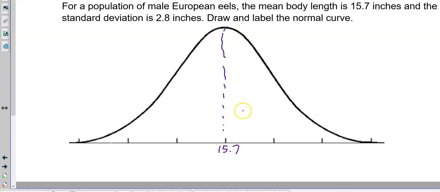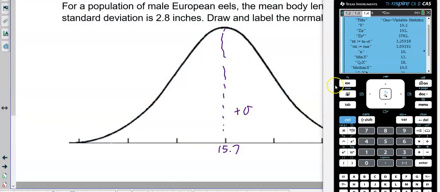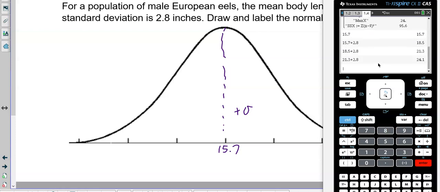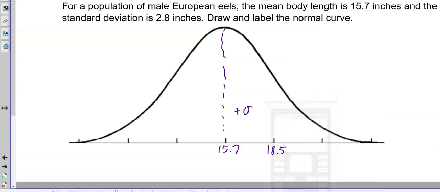If I want one standard deviation above, so if I add a standard deviation, this is how I do this. You don't have to do it this way, but it's a neat way of doing things. So I type 15.7 in my calculator and press enter. I'm going to say plus 2.8, and it always takes the previous answer. If I press enter 3 times, it gives me the next 3 numbers: 18.5, 21.3, and 24.1.